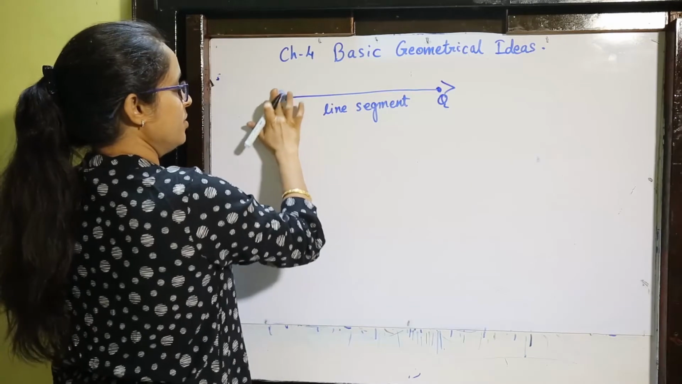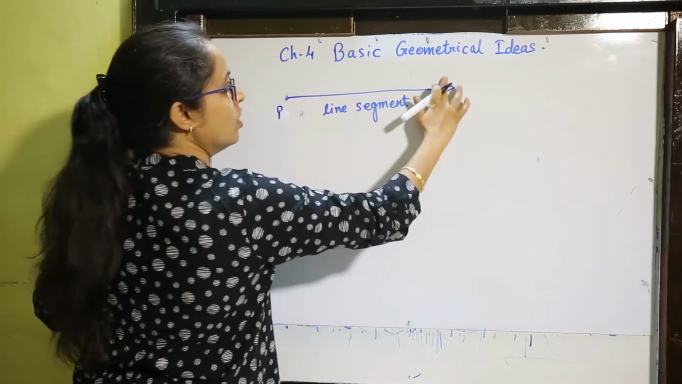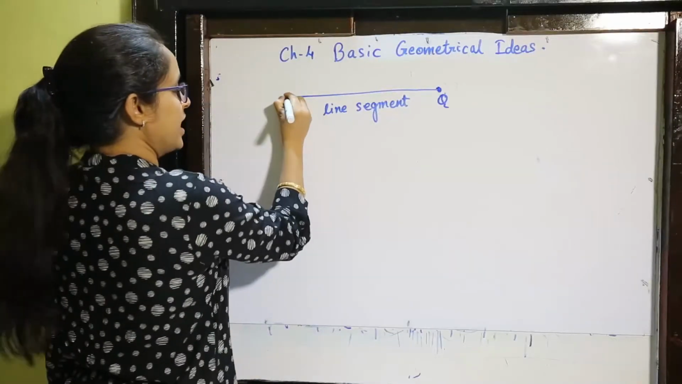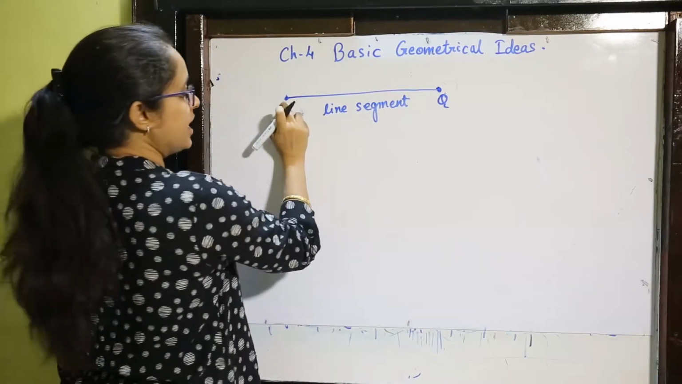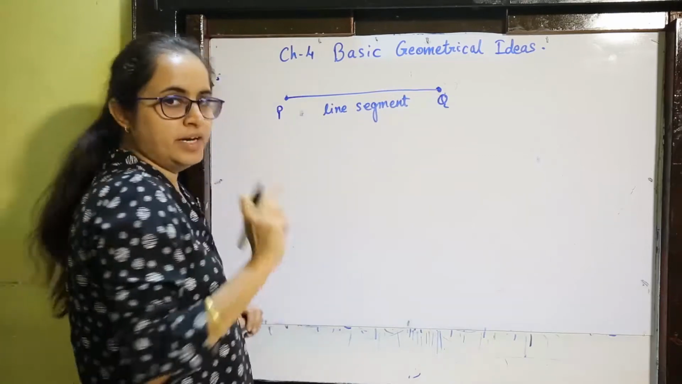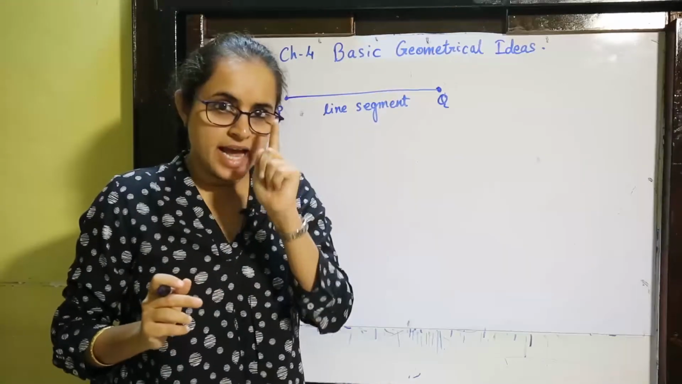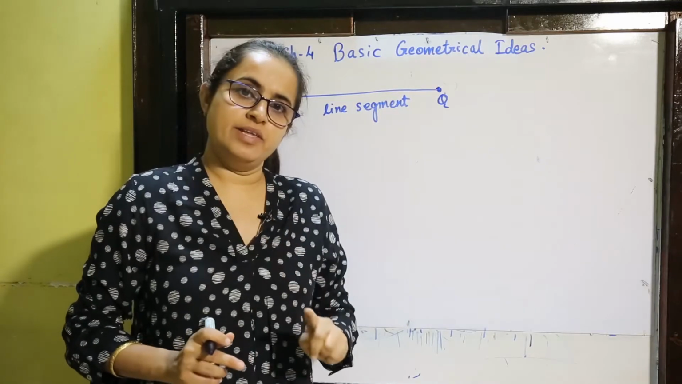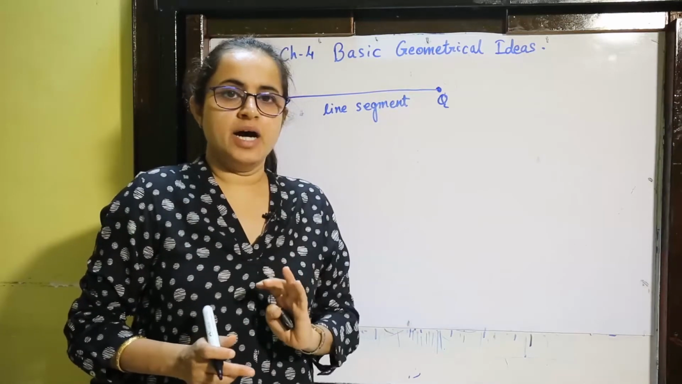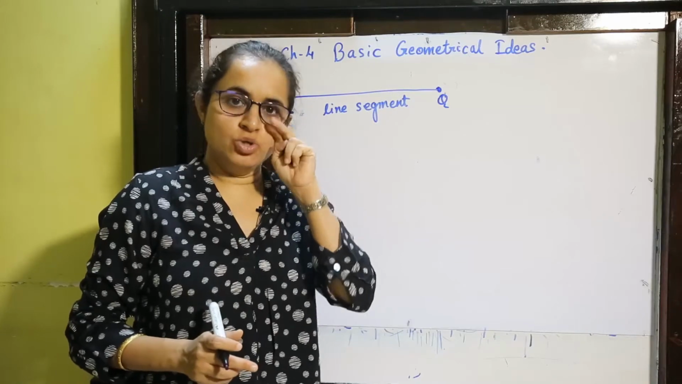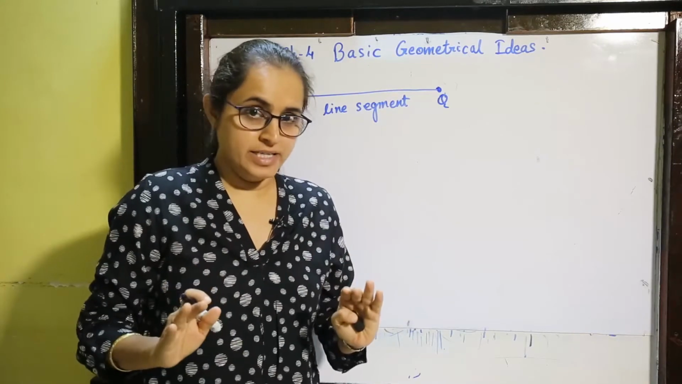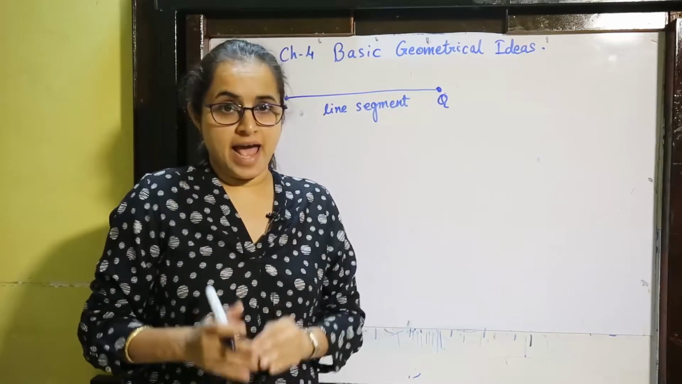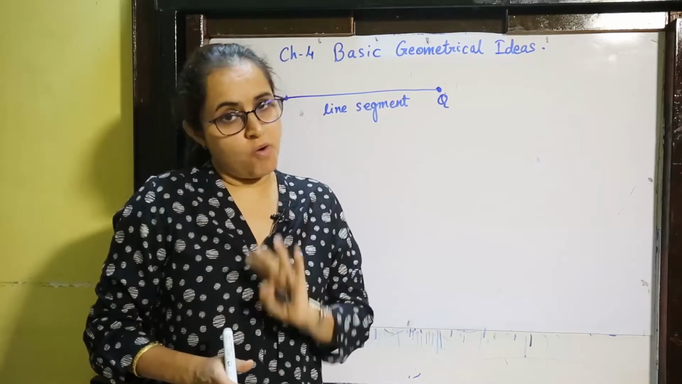Because if you are showing an arrow, then it turns into a line. When you make a line segment, it has end points, but lines do not have end points. So please write down that lines do not have any end points, but a line segment has 2 end points.